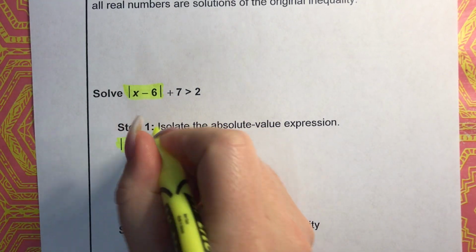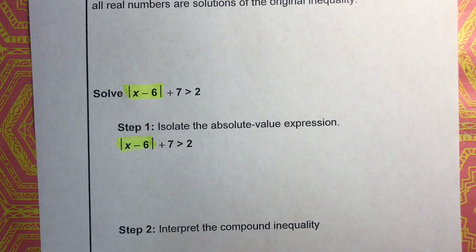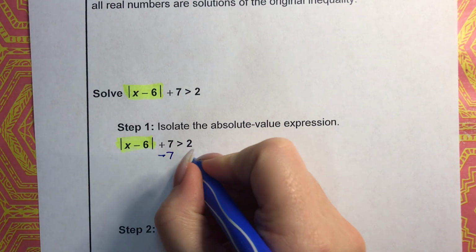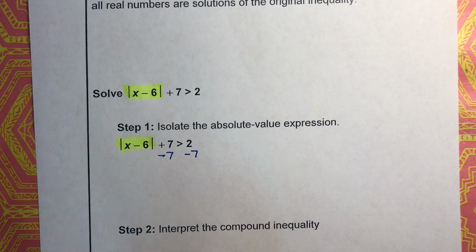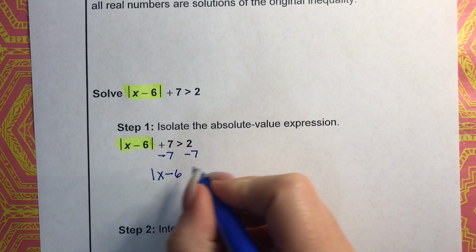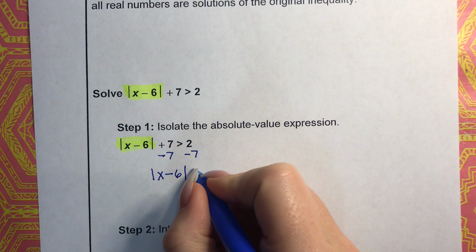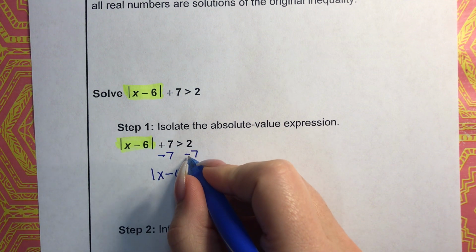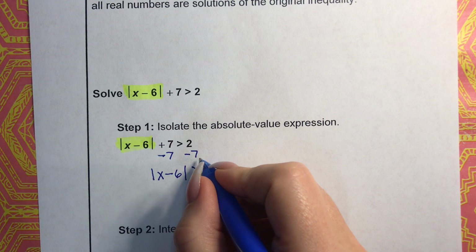So let's go ahead and do that. We need to get rid of that positive 7 by subtracting 7 from both sides, okay? What we're left with is the absolute value of x minus 6 is greater than 2 take away 7, which is negative 5.